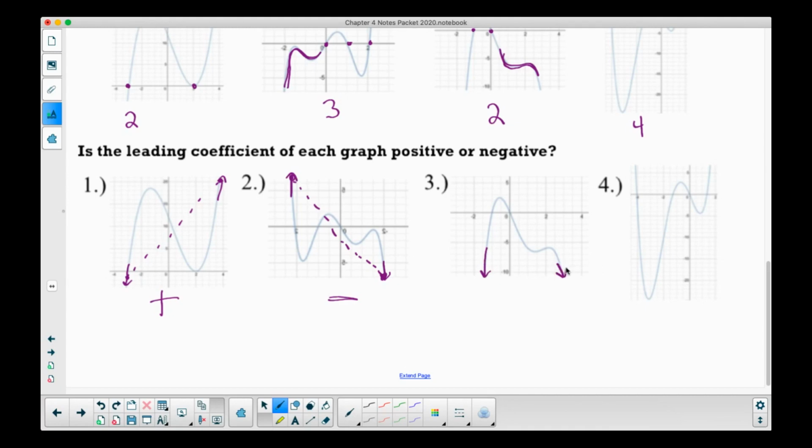This graph is even, and they're both pointing down, so that's going to be a negative leading coefficient. And this even function has end behavior pointing up on both sides, so that's going to be a positive leading coefficient.